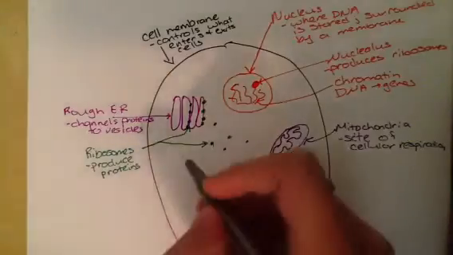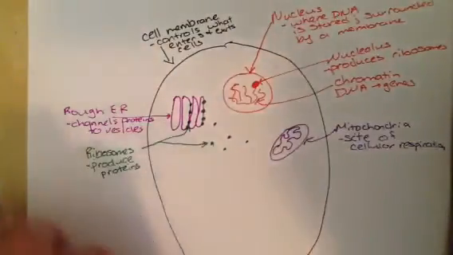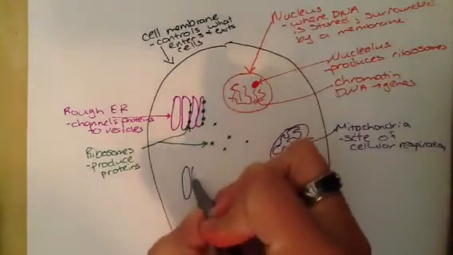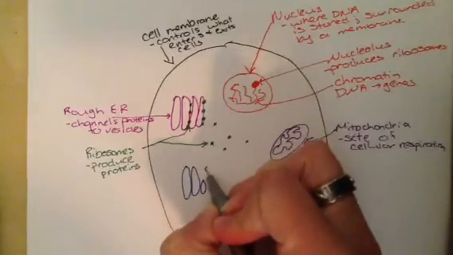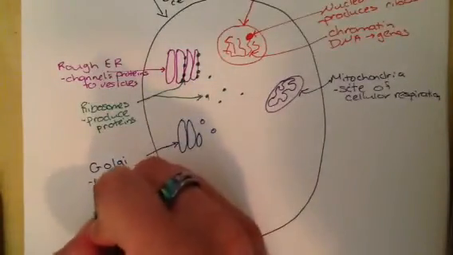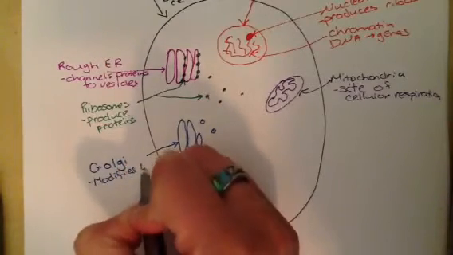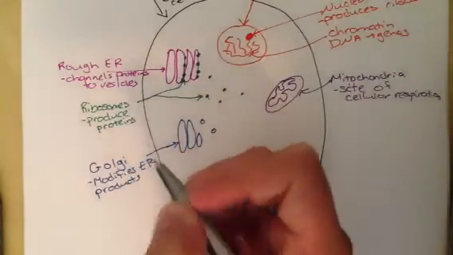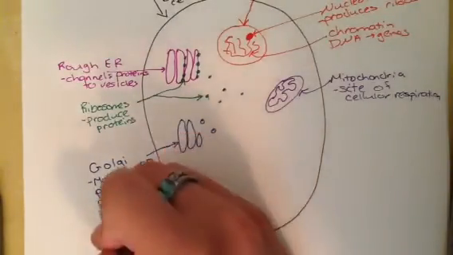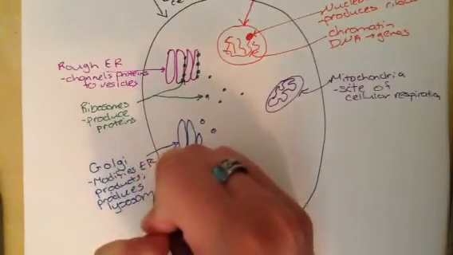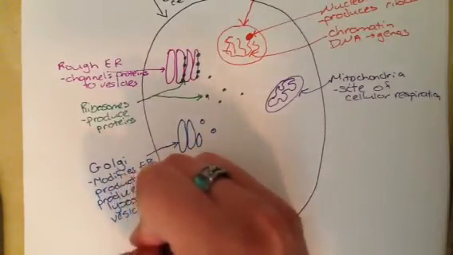And then the other thing that you might have that's somewhat related is, let's try a different color, a Golgi apparatus. They're also kind of represented by these little pancakes. And that Golgi, what it does is it modifies ER products, so proteins, it modifies them. It might add carbohydrates or might add lipids, and then it produces lysosomes and vesicles. We'll look at that on the next page.